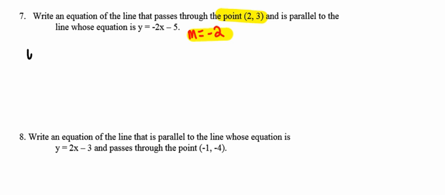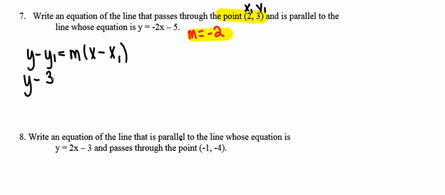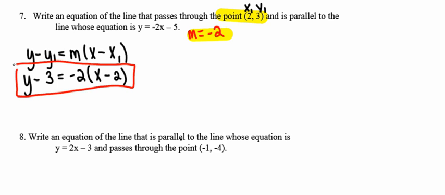Point-slope form of an equation says y subtract y1 is equal to m times x subtract x1, where x1 and y1 are the coordinates of the point we want our line to pass through. So this guy over here is my x1, this guy over here, my y1. So I'm simply going to plug in y subtract the y coordinate, 3, is equal to our slope, negative 2, times x subtract the x coordinate, which is 2. Now, at this point, you're done. You don't have to do anything more to it.